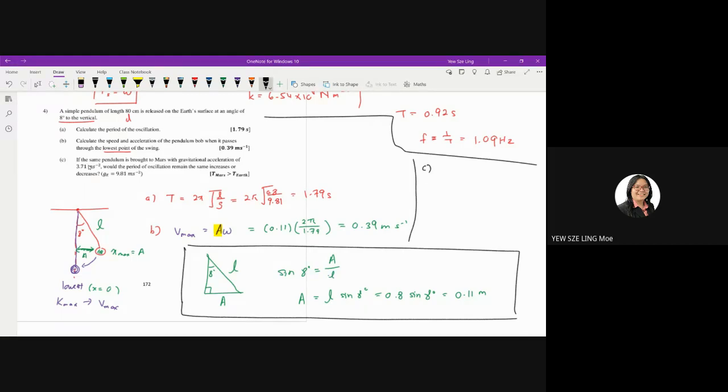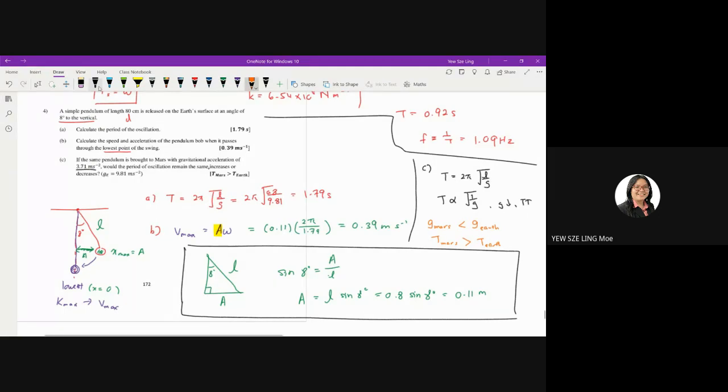Question C: if the same pendulum is brought to Mars with a gravitational acceleration of 3.71 m s^-2, would the period of oscillation remain the same, increase, or decrease? You look at the equation: T equals 2 pi square root of L over g. T and g are inversely related, so T is proportional to the square root of 1 over g, which means when g decreases, T increases. According to the question, g Mars is less than g Earth, therefore T Mars will be greater than T Earth. So the time will increase.